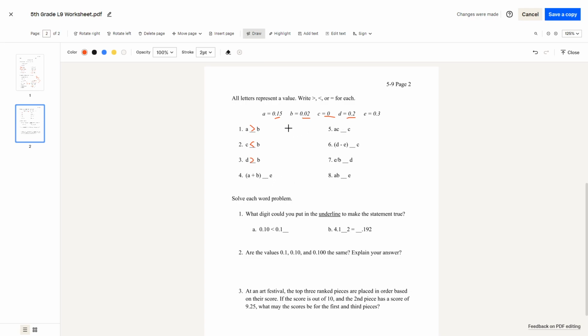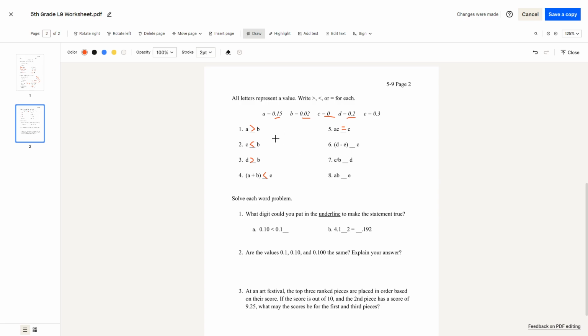A plus B, which is 0.17, and E, which is 0.3. E is greater, so we'd write that. AC, which is A times C, which is 0, is less than, greater than, or equal to 0. It will be equal, since any number multiplied by 0 is 0, that means 0 is equal to 0.